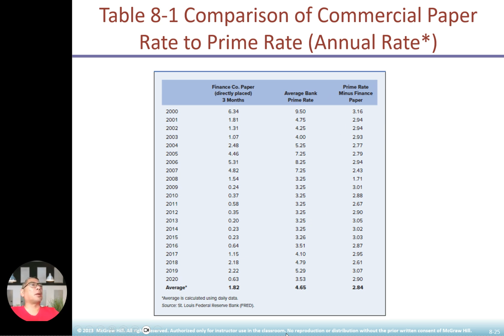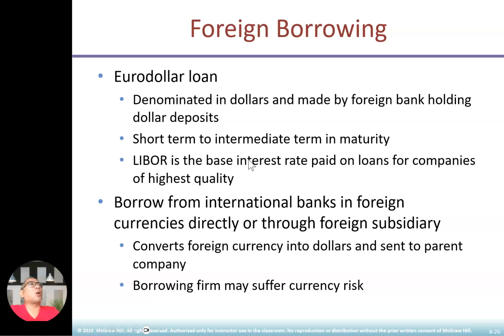Okay. In terms of foreign borrowing, there's a Eurodollar loan, denominated in dollars, made by a foreign bank holding dollar deposits, with short-term to intermediate-term maturity. LIBOR is the base interest rate paid for loans to companies of the highest quality. Borrowed from the interbank market in foreign currency directly through a foreign subsidiary, it can be converted into dollars and sent to the parent company. The borrowing firm may also suffer currency risk, okay, because of the foreign exchange risk exposure.